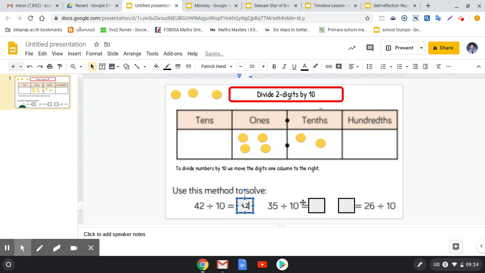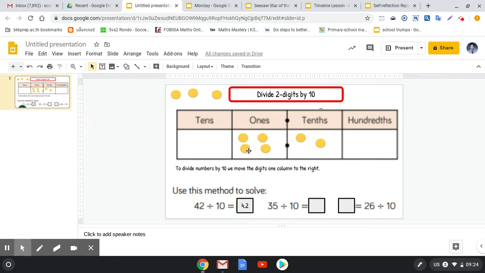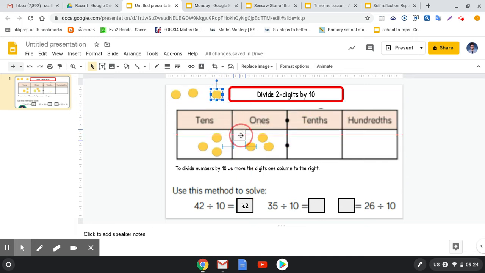Okay, the next one is 35 divided by 10. So let's make 35 first. Okay, so here's the number 35. And again, to divide it by 10, I move all the digits one place to the right. Okay, it's 35 because look, I got 1, 2, 3 10s. I got 1, 2, 3, 4, 5 ones. That makes 35. So I can divide them by 10 and move everything one place to the right.